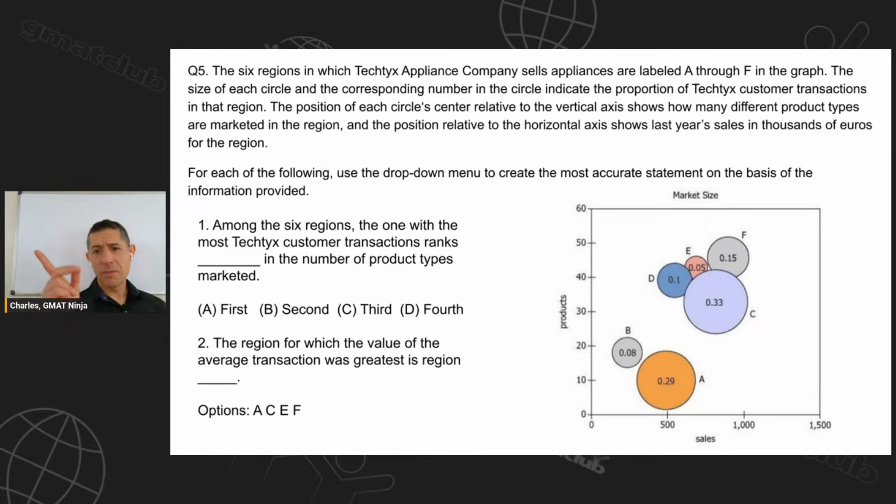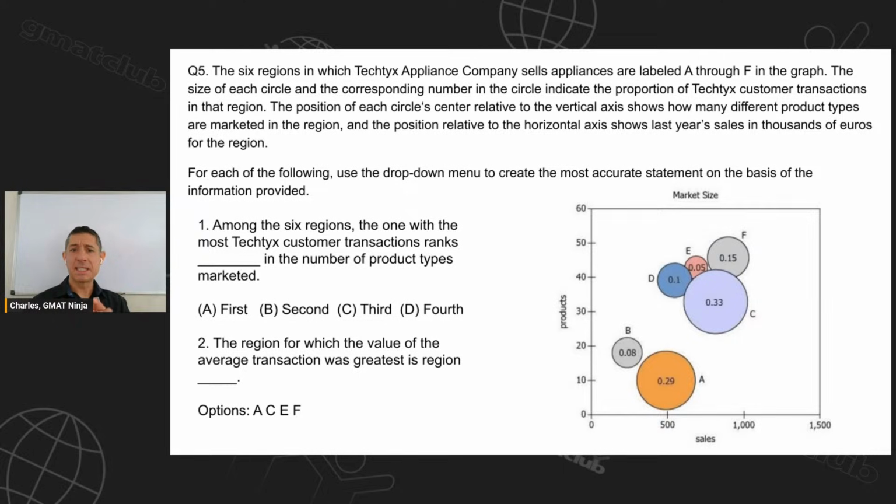More products offered in different regions, more sales. Okay. Bigger circles, more transactions. But it kind of looks like there's not a clear relationship between size of the bubble and sales or number of products offered necessarily. So, okay. Well, with that in mind, what can we do with this? Can we start to make sense out of this?